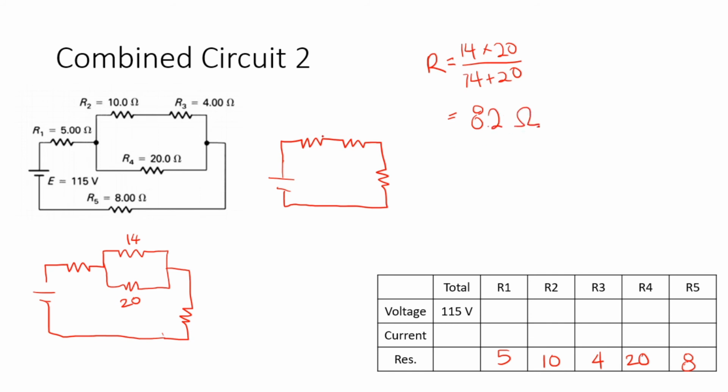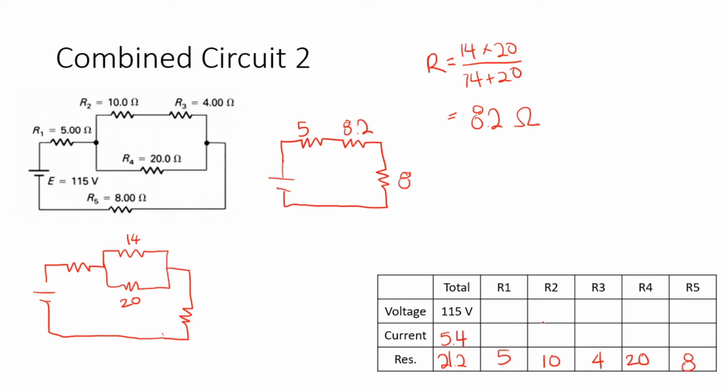Okay, so now my new circuit, I go through that R1 in series. I've made an equivalent resistance for all this hot mess, which is 8.2, and then I go through my R5, which is 8. And at this point, I can add them. 8 plus 8.2 plus 5, total resistance, 21.2. Step 2, same as always. 115 divided by 21.2, 5.4 for the circuit current.